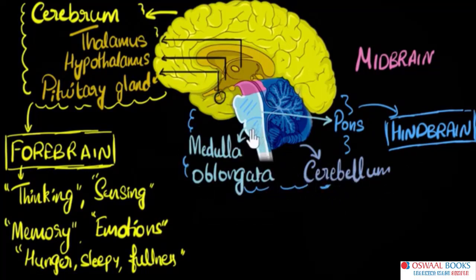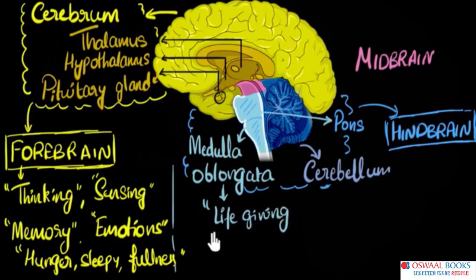So what does the medulla oblongata do? Well, again, it controls most of the life-giving involuntary processes. Okay, so we'll say life-giving involuntary processes. That means these are the most essential for life, like your heart beating, your breathing, digestion, all of those essential things are taken care by your medulla oblongata.